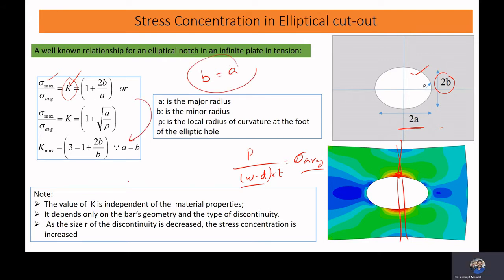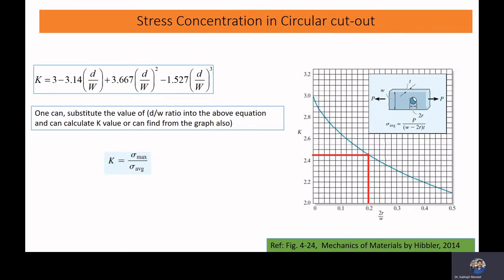If you put B equal to A, you'll observe that this will get cancelled out, and there will be 3. So the stress concentration factor will be 3. Here, if we have a plate with a circular cutout like this, the maximum value of the stress concentration factor will be 3. The maximum value of stress concentration factor for a circular cutout will be 3.